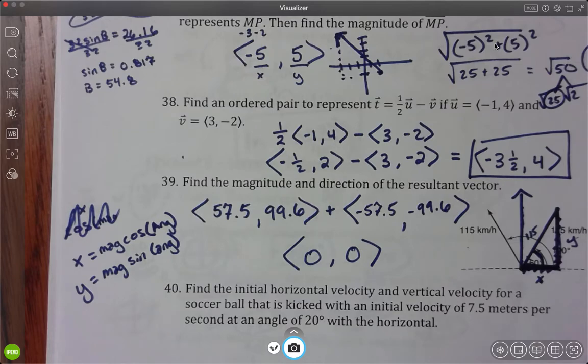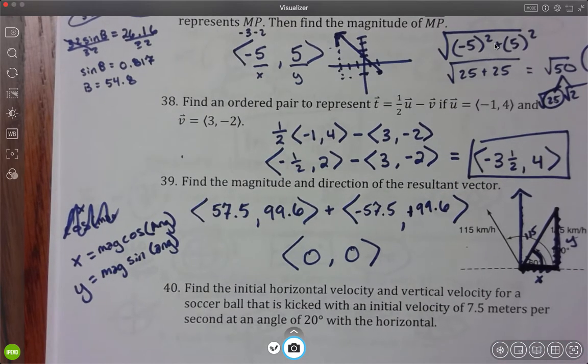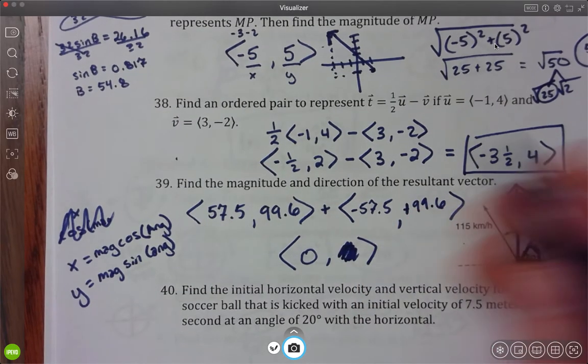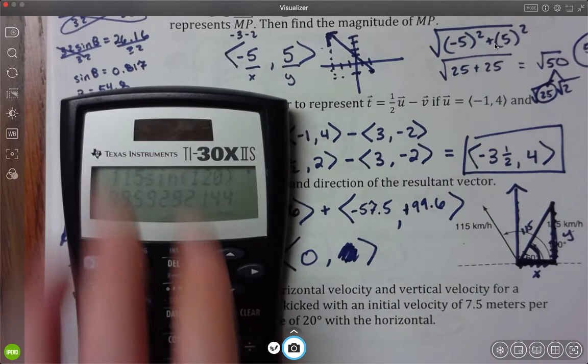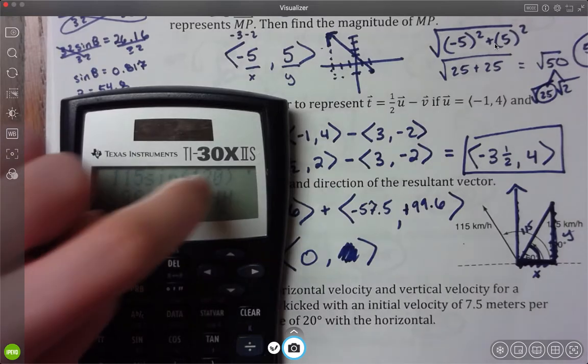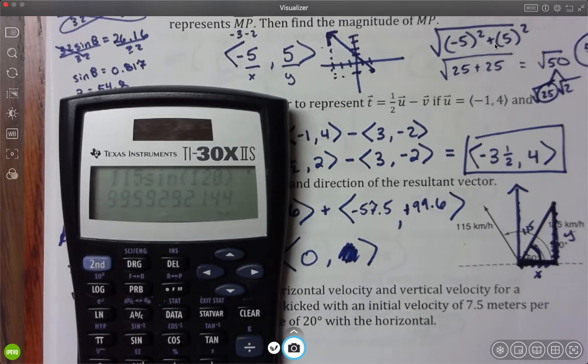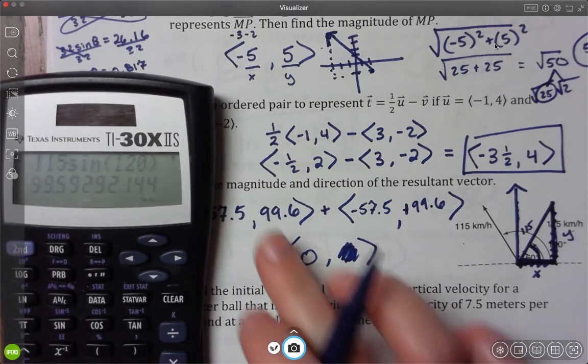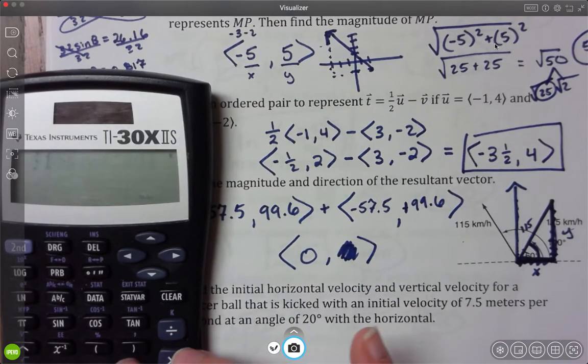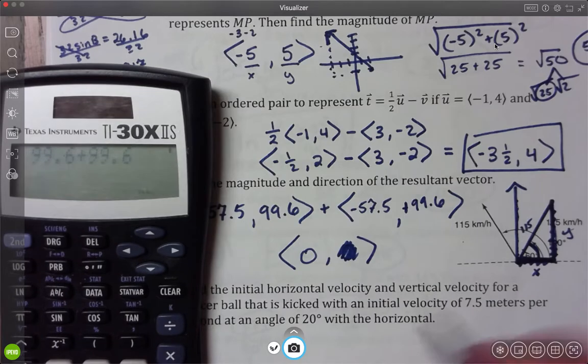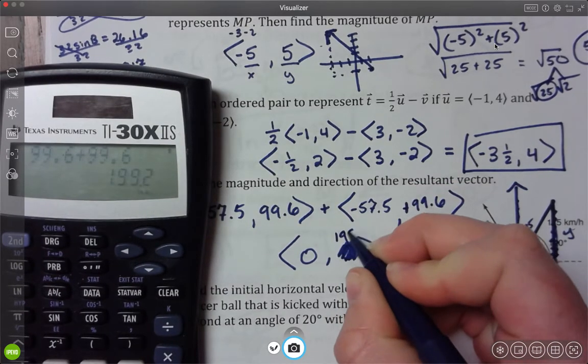This is positive. Positive 99.6. There we go. That's why. This one is not 0. When I did sine of 120 times 115, it was positive 99.6. So both of them are positive, which means I have 99.6 plus 99.6. There we go. So this guy is 199.2.